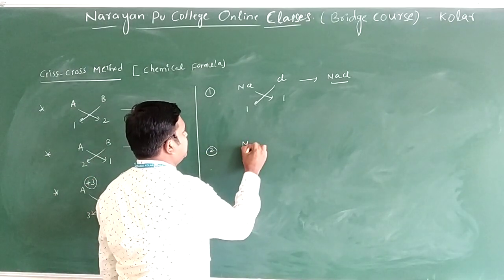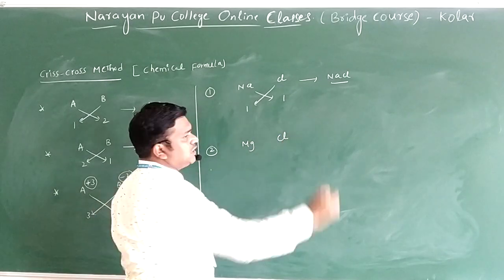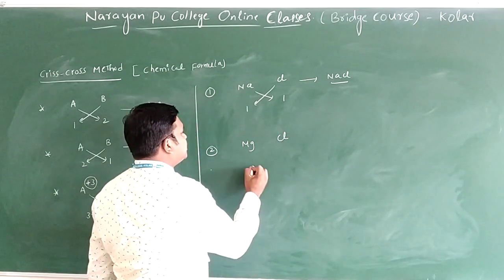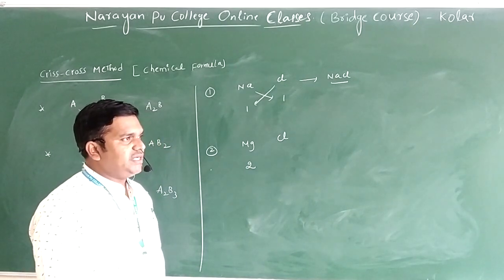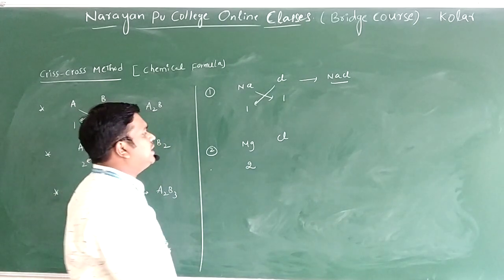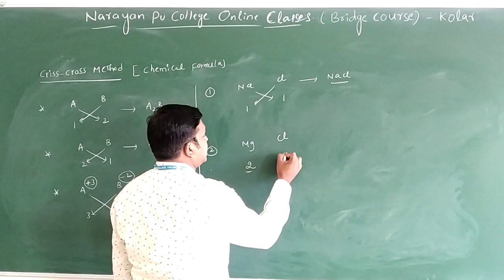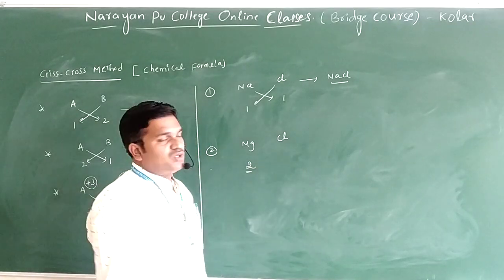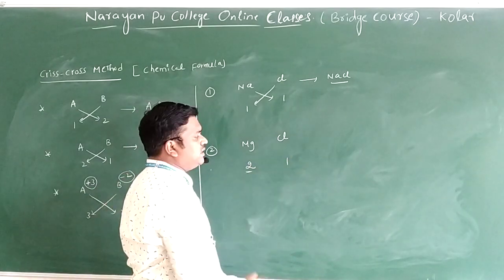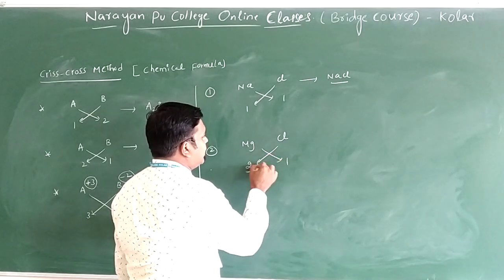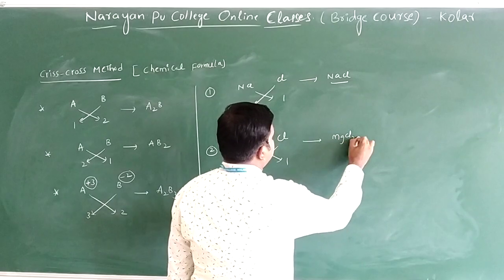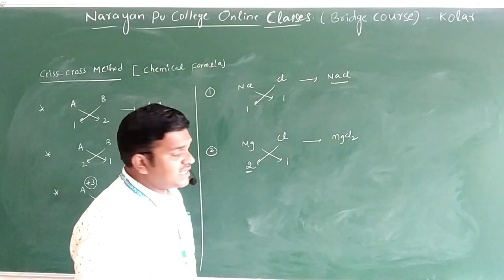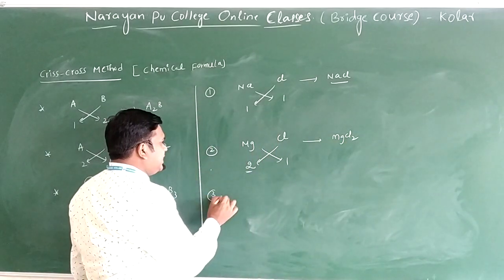Let us see one more example. I am writing here magnesium and chlorine. Magnesium valency is 2. Why 2? It belongs to the second group elements. And chlorine belongs to the seventh group elements, its valency is 1. Then you can do the cross multiplication. Then what you will get? MgCl2.